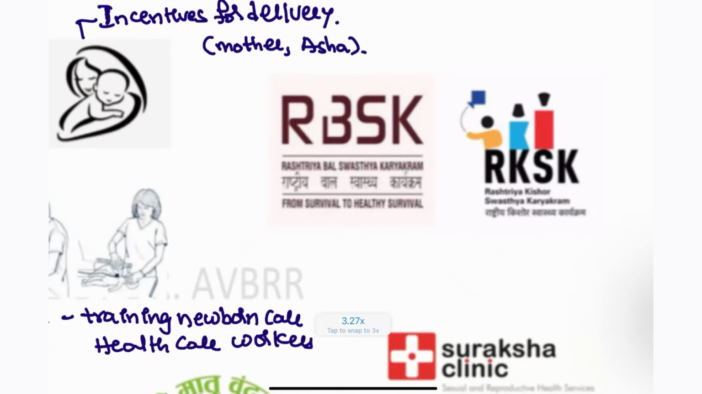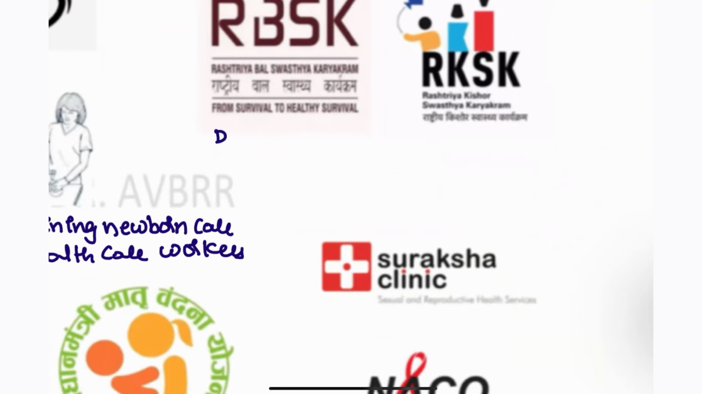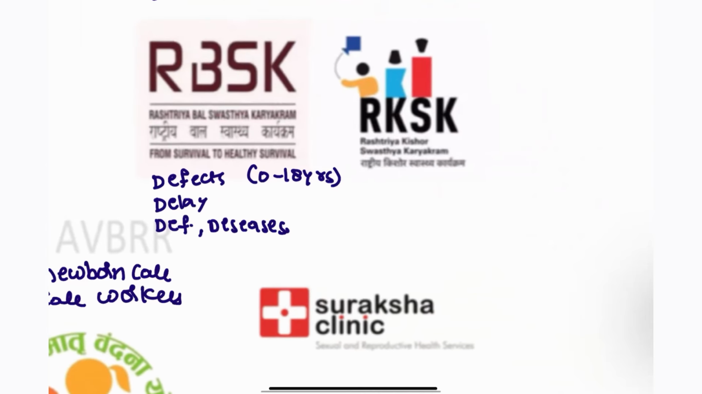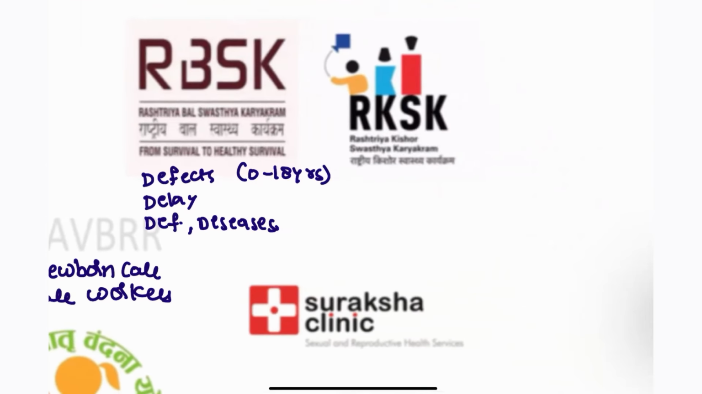Okay. Next, RBSK is going to consist of the D's. D for defects, delays, deficiencies and diseases. From what age? 0 to 18 years. RBSK, Rashtriya Bal Swasthya Karyakramam. RKSK is going to focus only on the 10 to 19 years children. That is adolescents that we are going to look after.